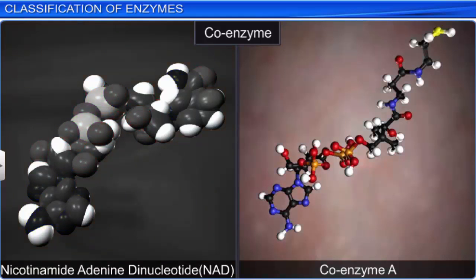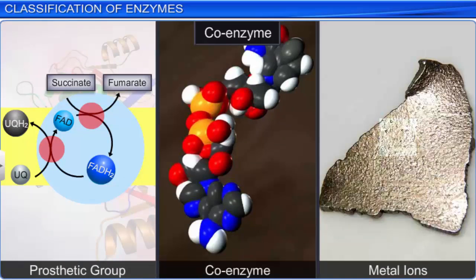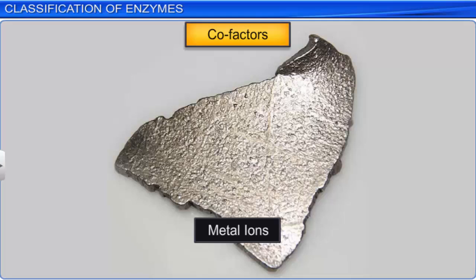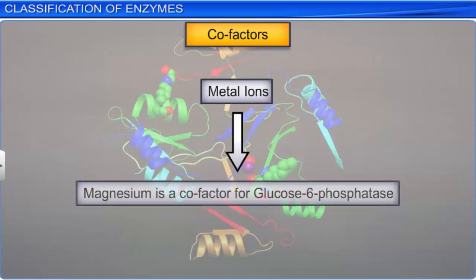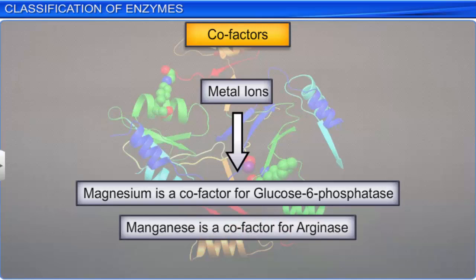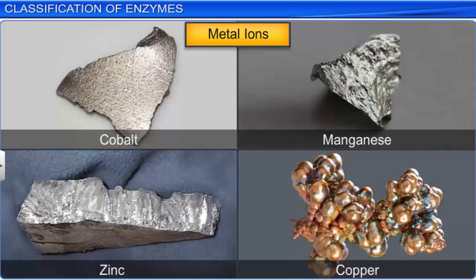The third type of cofactors is metal ions. They are required by enzymes to form coordination bonds with side chains at the active site and one or more coordination bonds with the substrate. For example, magnesium is a cofactor for glucose 6-phosphatase and manganese is a cofactor for arginase. Some commonly occurring metal ions are cobalt, manganese, zinc, and copper.